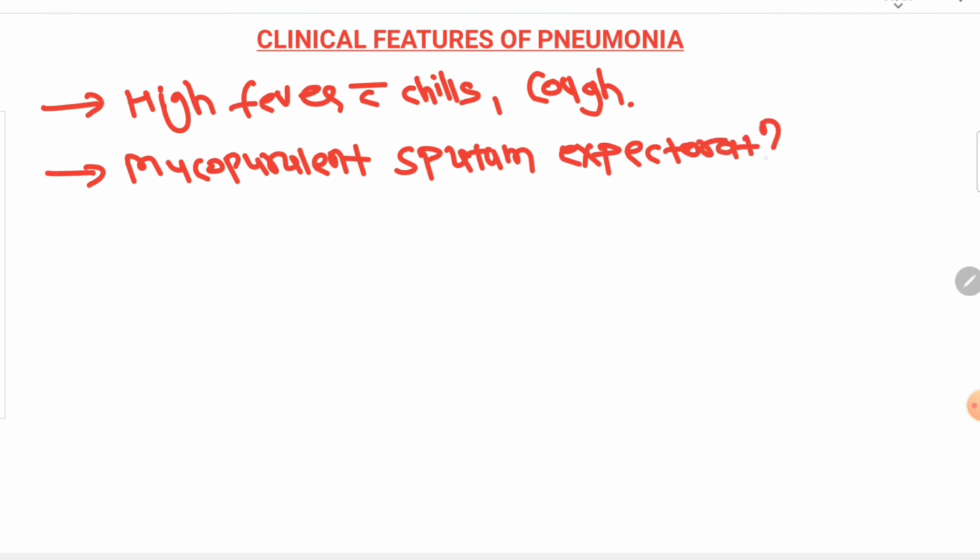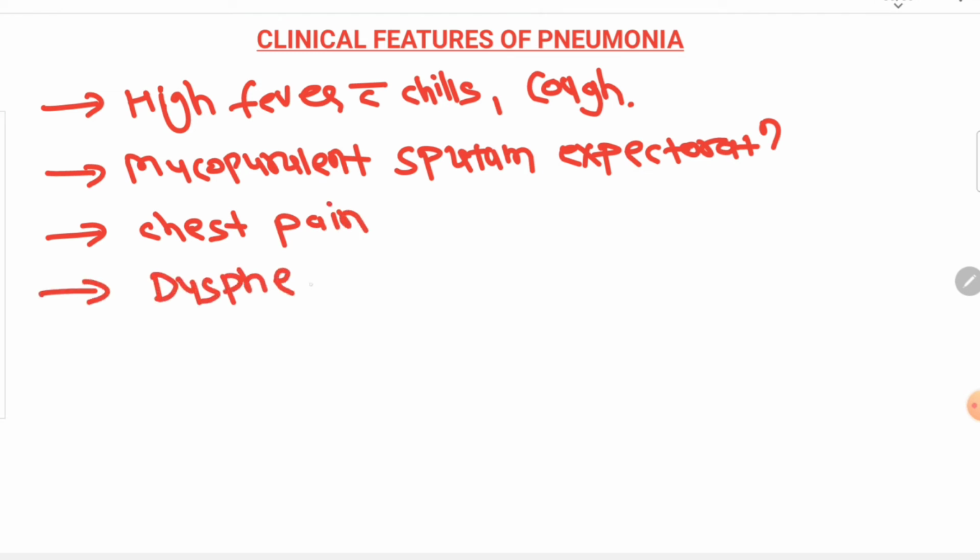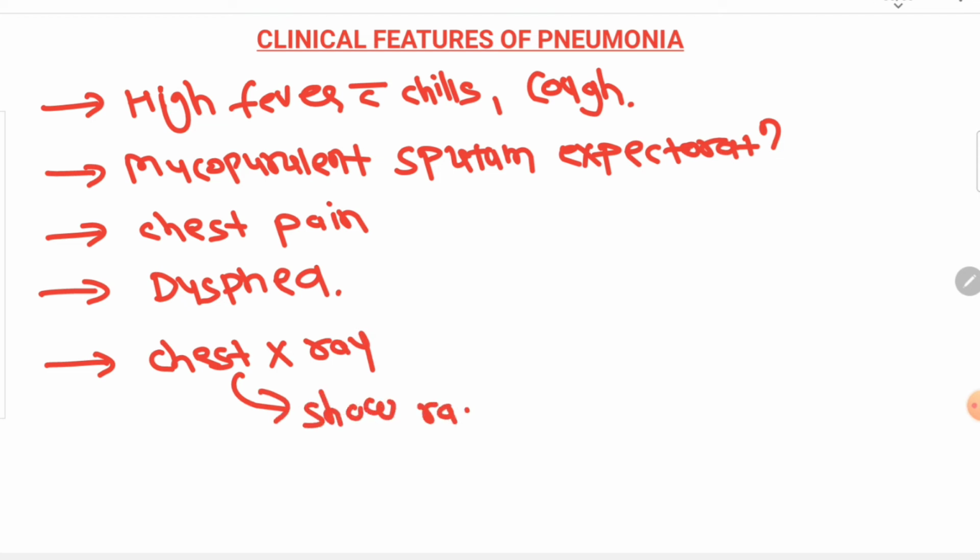Especially if Klebsiella infection is present, the expectoration could be difficult. As the lung is inflamed, there will be chest pain. Patient can have difficulty in the breathing because of lung involvement. If you do the chest x-ray for the pneumonia, then it will show a radio opaque consolidation. So x-ray is commonly used for the diagnosis of pneumonia.